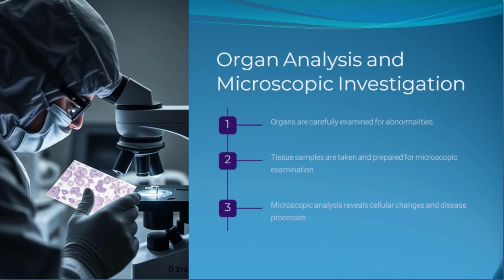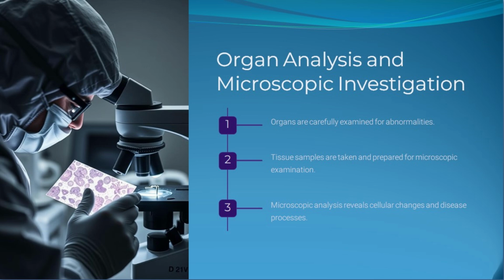Organ analysis and microscopic investigation. 1. Organs are carefully examined for abnormalities. 2. Tissue samples are taken and prepared for microscopic examination. 3. Microscopic analysis reveals cellular changes and disease processes.